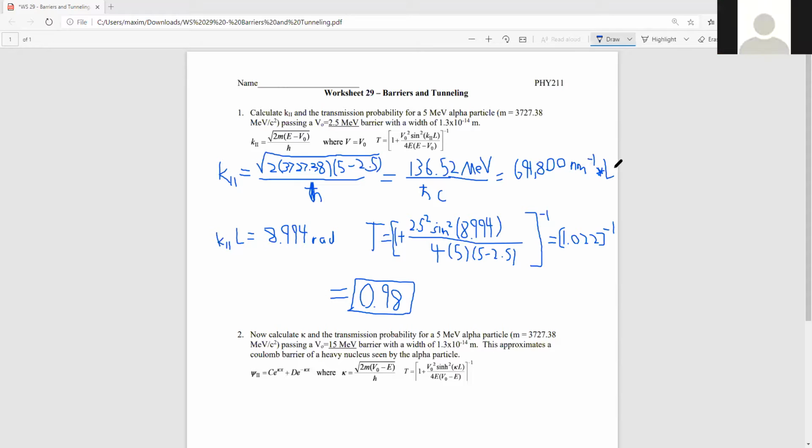And then multiplying by L, we got 8.994 radians. Don't have your calculator in degrees here. That's kind of the second gotcha, right? If you do it the complex exponential way for the hyperbolic sine, not a problem. But when you're doing the sine here, it's got to be in radians, right? When you write inverse nanometers, that really means radians per meter, and that means make sure my calculator's in radians, right? All right, continue on there, Max.